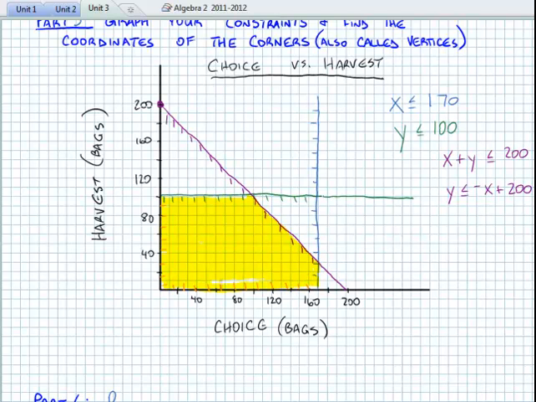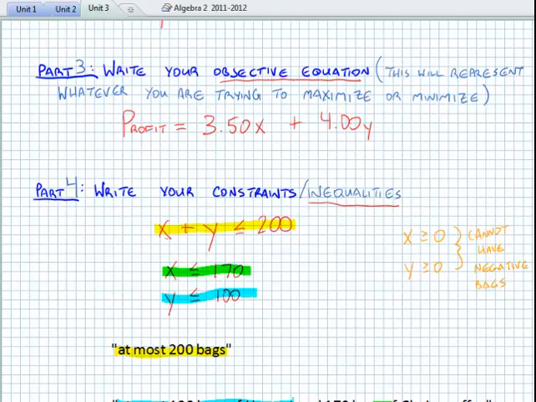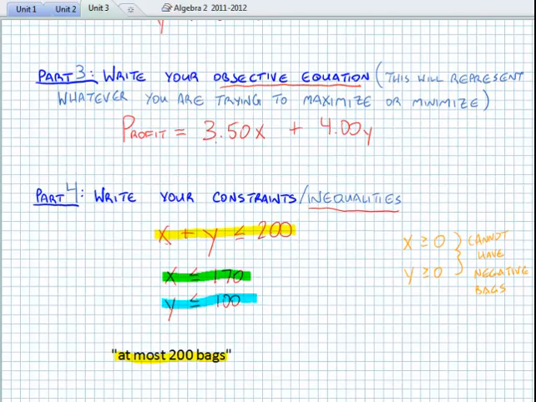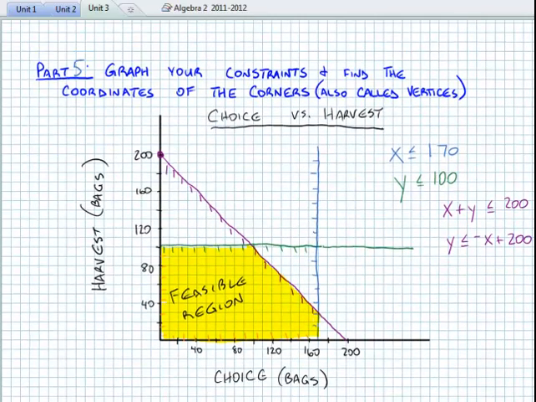That's what this region represents here. This region has a name. This region is called the feasible region. Now we could go through and take every single point that's in this feasible region and plug that into our objective equation and see which one gives us the biggest possible profit. Because again, all these points here represent points that meet all of our constraints.